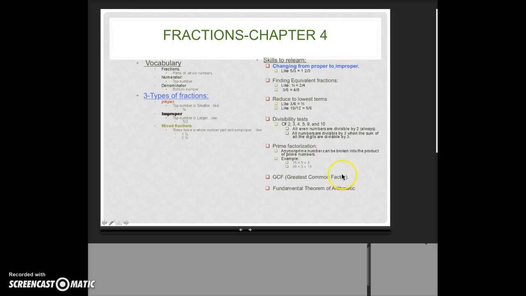Prime factorization. We're going to talk about how any non-prime number can be broken into a product of prime numbers. For example, 15 can be broken down to 5 and 3. 39 can be broken down to 3 times 13. We're going to talk about the GCF, greatest common factor, fundamental theorem of arithmetic. These are some of the things we're going to talk about in chapter 4.